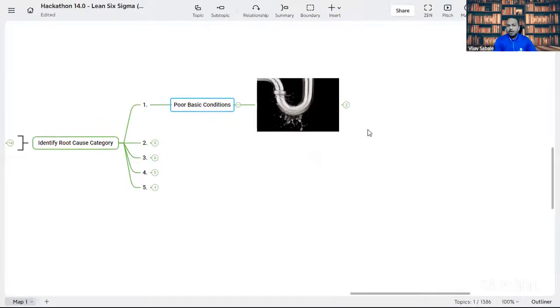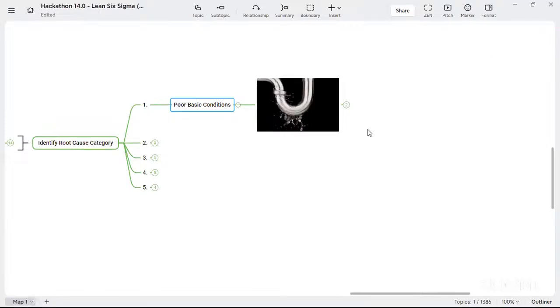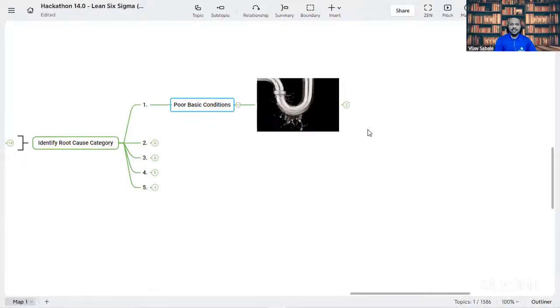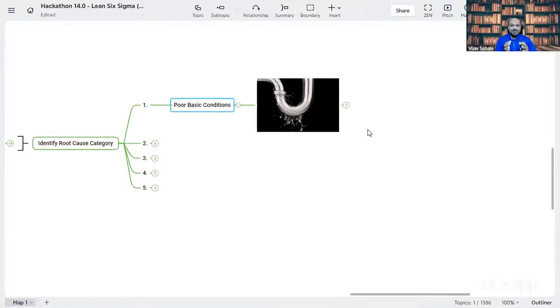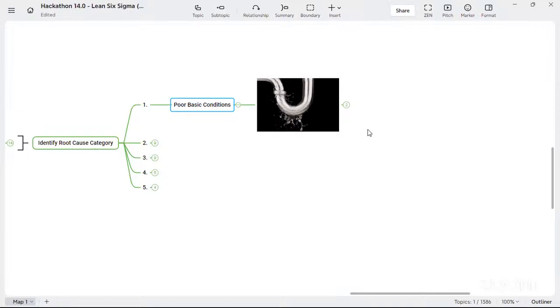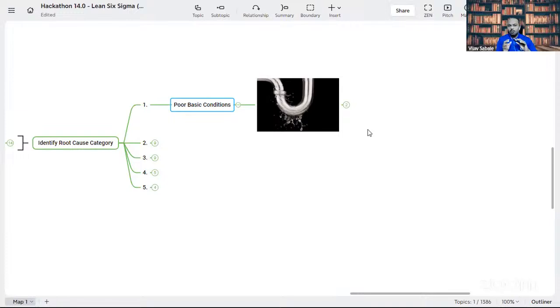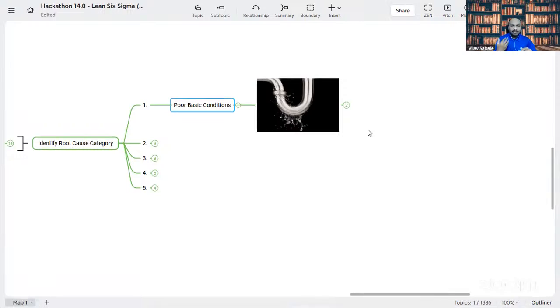Now, how to address this? Do you have any idea? How can we address these poor basic conditions? Gaskets, sealings. Okay, you are bang on the solution, right? From a technical perspective, it's very sound. But from the system perspective, we are not just looking for a one-time solution. We are looking at how we can implement the solution and also ensure that at any point of time, all the basic conditions are maintained, right?